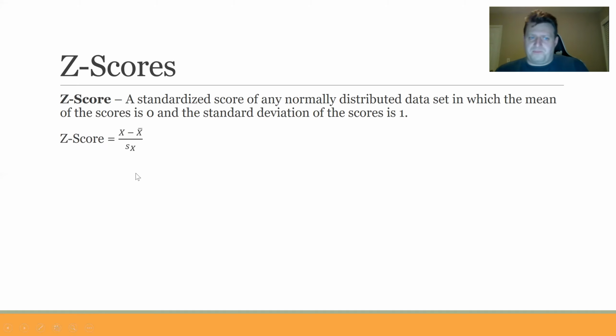Well, this is what we do. We take the score, that's what x is, and we subtract it from the mean. We take a score, subtract it from the mean, and then divide it by the standard deviation, and that's how we convert a score from a normal distribution to be a z-score.